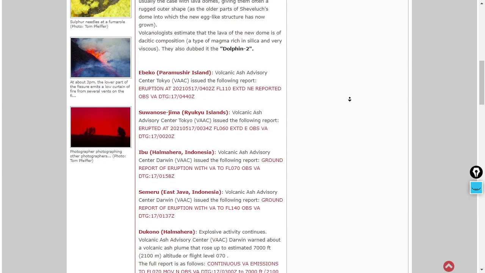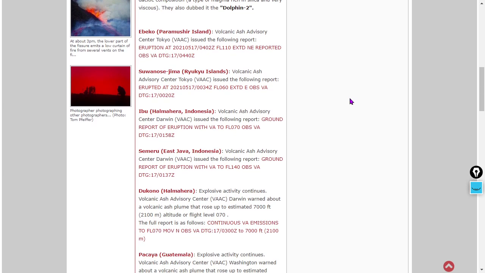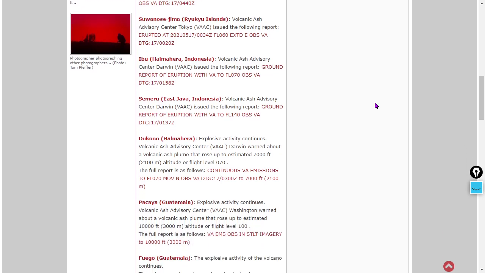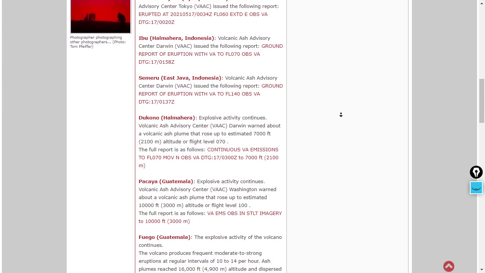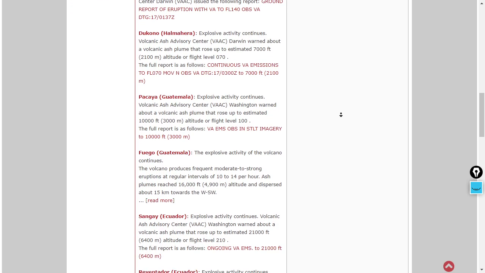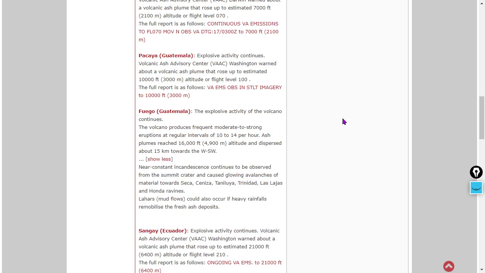Mount Abu is also erupting, 11,000-foot ash plume above it. Suwanosejima, 6,000-foot ash plume there. Mount Ibu, flight level 070. Semeru, producing a 14,000-foot ash plume. Dukono exploding, 7,000-foot ash plume there. Pacaya. Looks like an uptick at Pacaya down in Guatemala. Pacaya now producing a 10,000-foot ash plume. Please don't hang glide over the caldera.